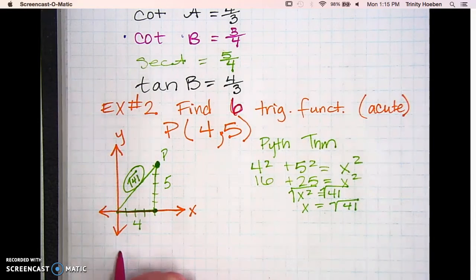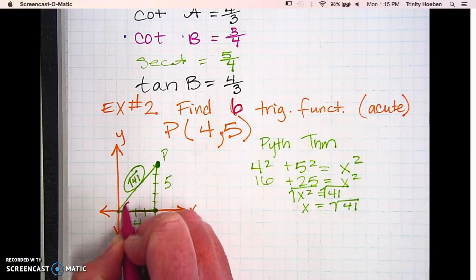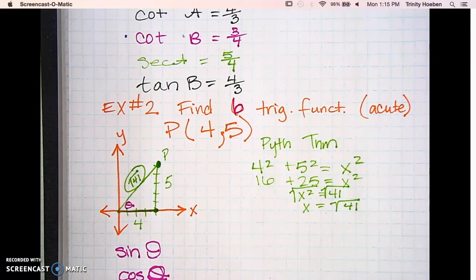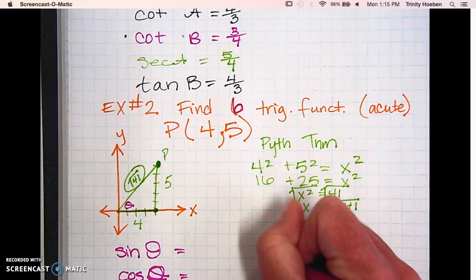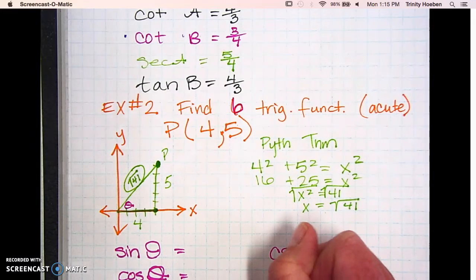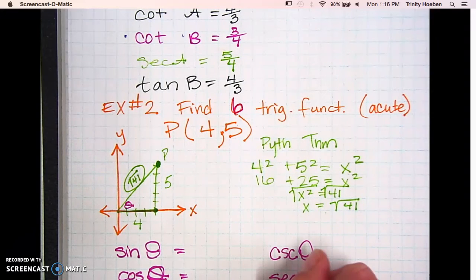So let's start with the 3 easy ones that we learned in geometry. So we're going to say sine of theta. So let's label this theta. Cosine. Can anyone you want be theta? No, it needs to be very specific. And then right across from each of them, do their reciprocals. So cosecant, secant, and cotangent.